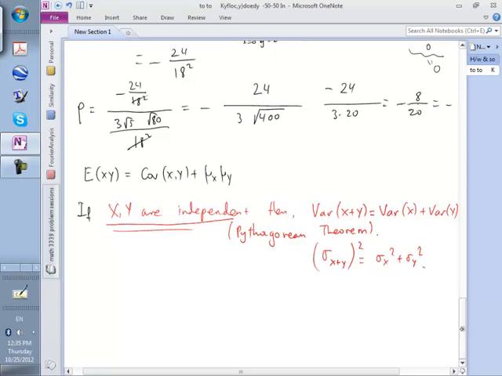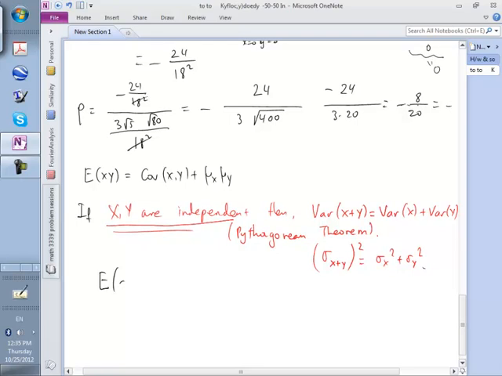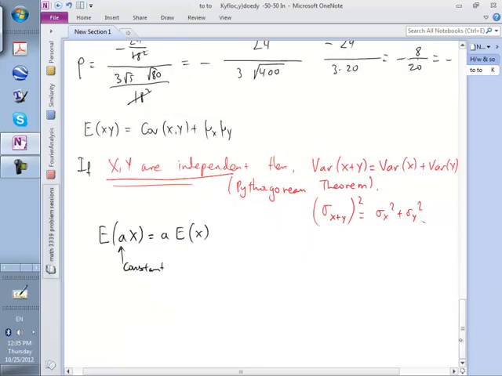Okay? Is that the same theorem as A squared? It's pretty much the same, yes. It's pretty much the same. Okay? And the expected value of A times X, when A is a constant, is A times the expected value of X. So that's a constant. Recall also that the expected value of the sum of two random variables is always the sum of the expected values. That works for all cases. So this is also universally true.